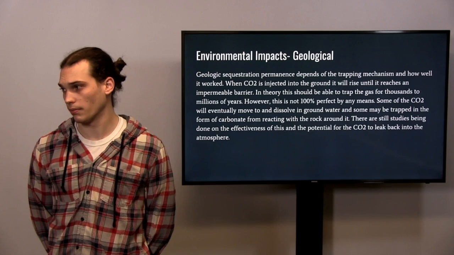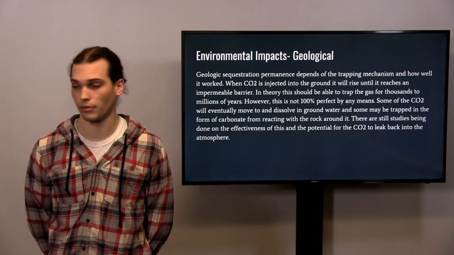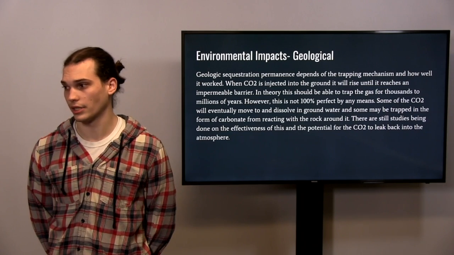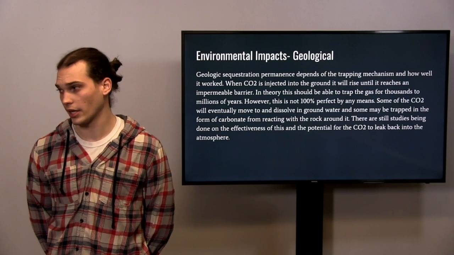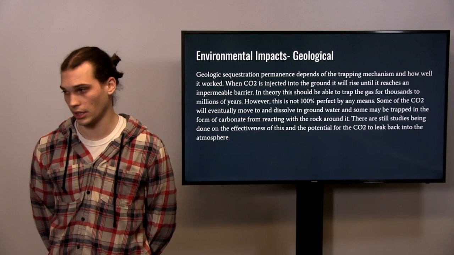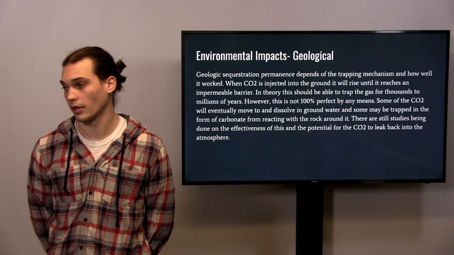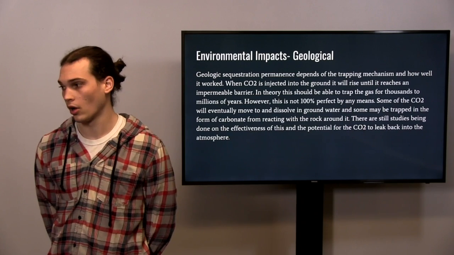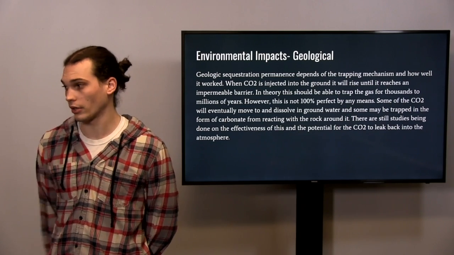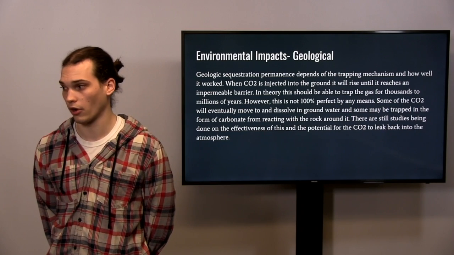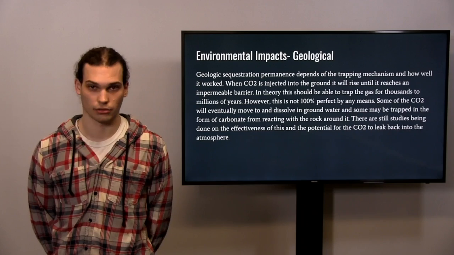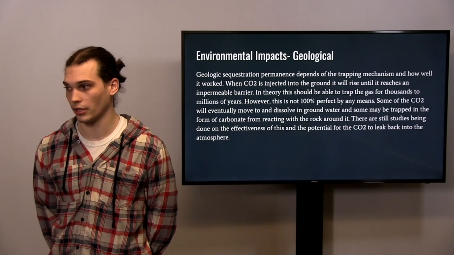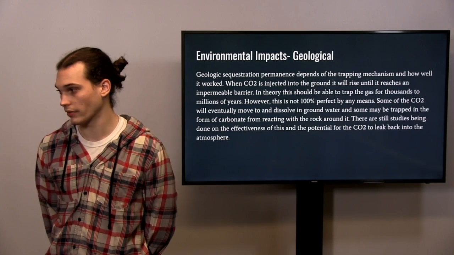Geological sequestration permanence depends on the trapping mechanism and how well it worked. When CO2 is injected into the ground, it will rise until it reaches an impermeable barrier. In theory, this should trap the gas for thousands to even millions of years. However, this is not 100% perfect by any means. Some of the CO2 will eventually move and dissolve in the ground. It also can dissolve in groundwater, and some may be trapped in the form of carbonate reacting with the rock around it. Also, CO2 can slip through and never reach a barrier and just go right back up into the atmosphere.